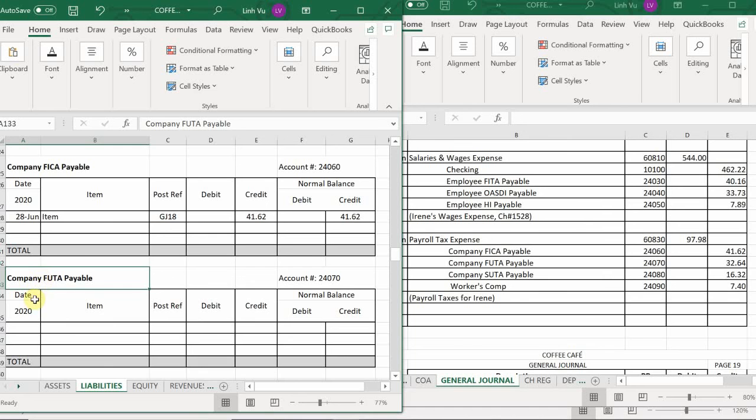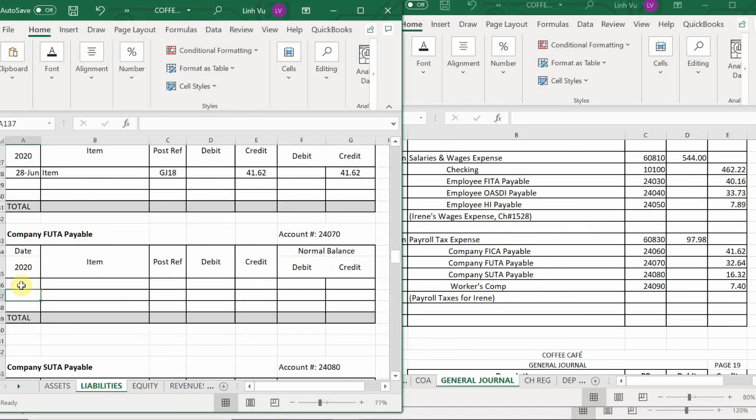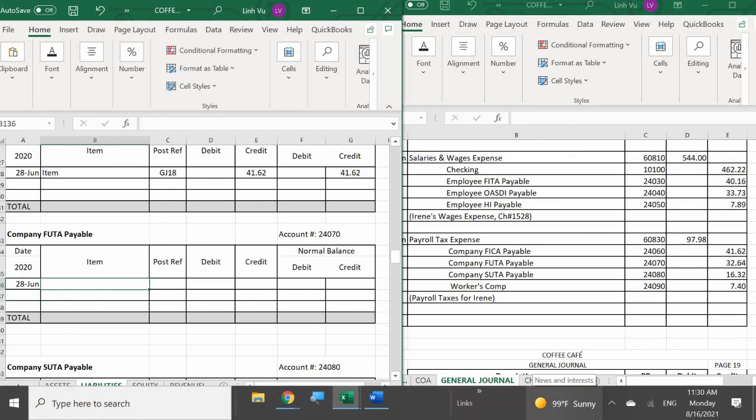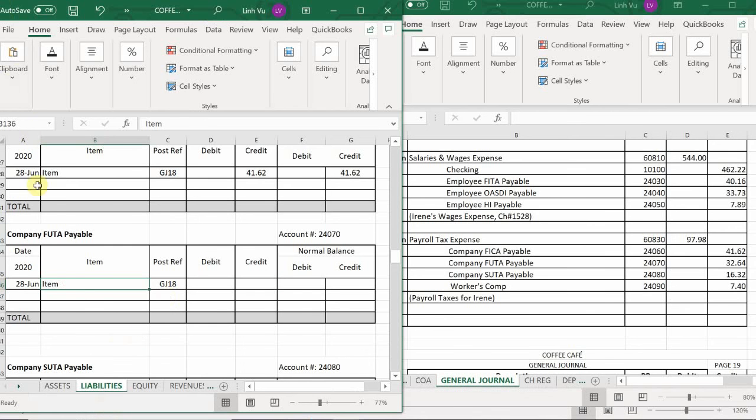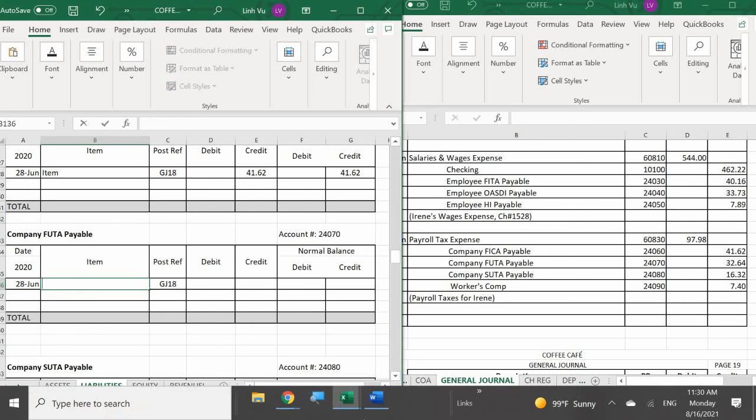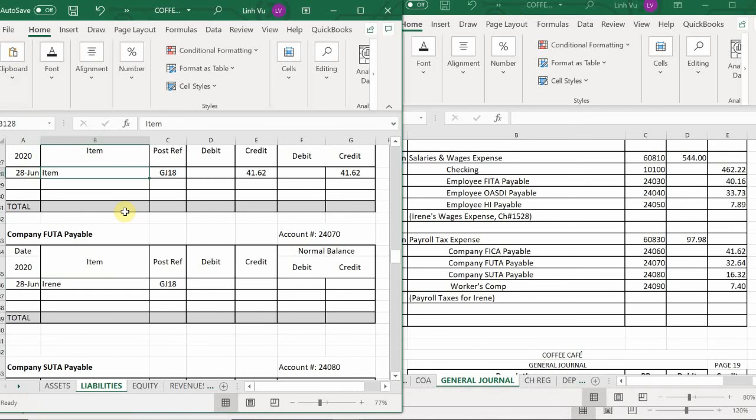And then let's see. Company FUTA. Again, Irene. General Journal 18. And how much was FUTA? That's Irene, isn't it? I-R-E-N-E. Yeah.